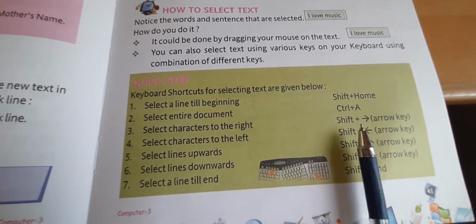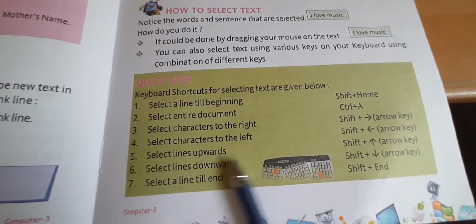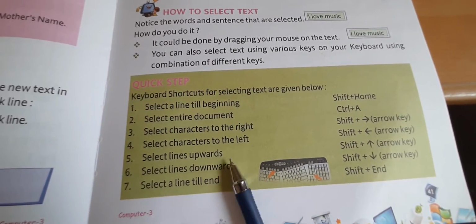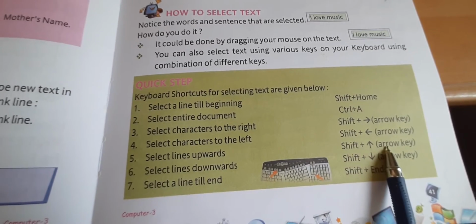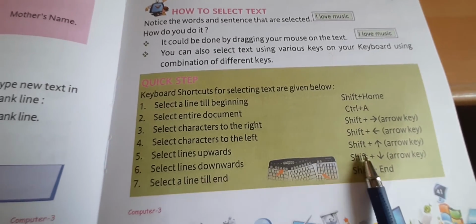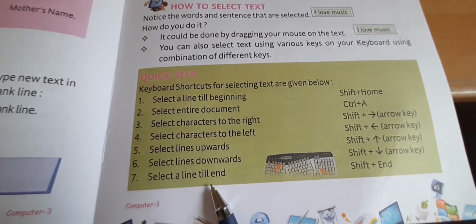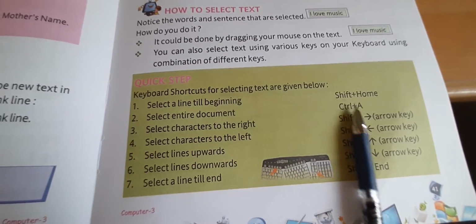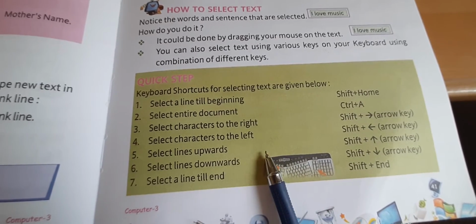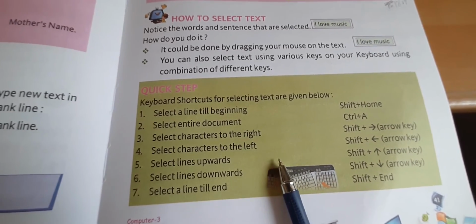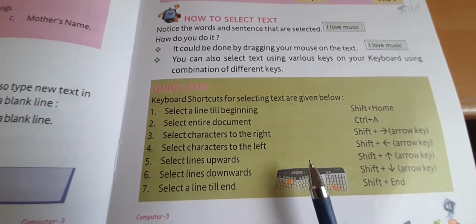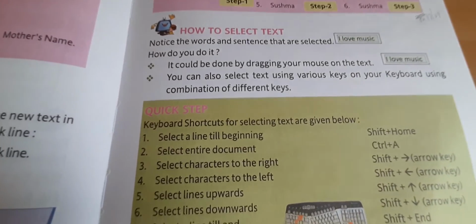Select character to the right, Shift plus the right arrow key. Select characters to the left, Shift plus left arrow key. Select lines upwards, Shift plus up arrow key. Select line downwards, Shift plus down arrow key. And select a line till end, Shift plus End. All these keyboard shortcuts are important. You can practice them at your home, and you have to learn these because they may come in your tests.